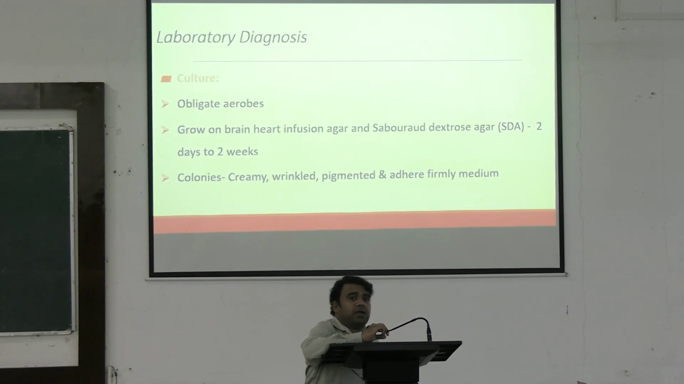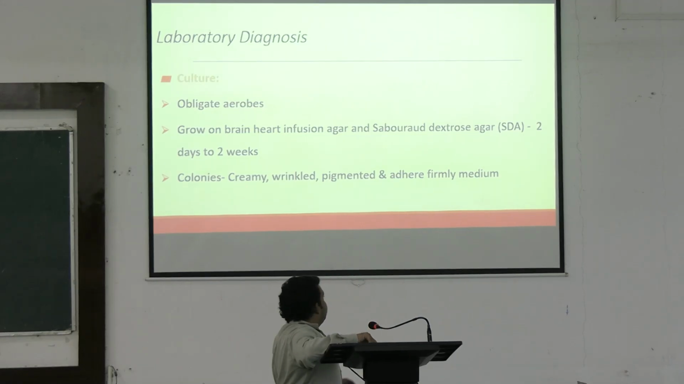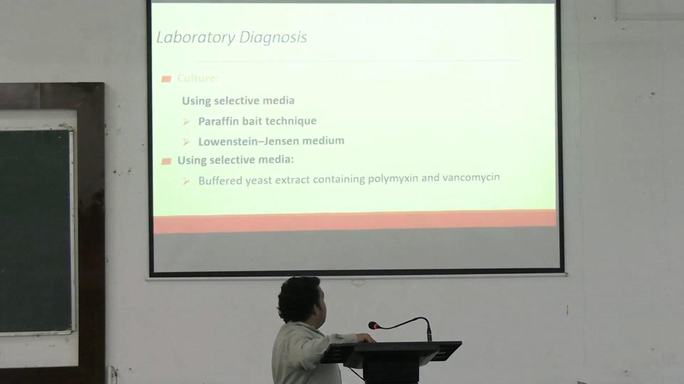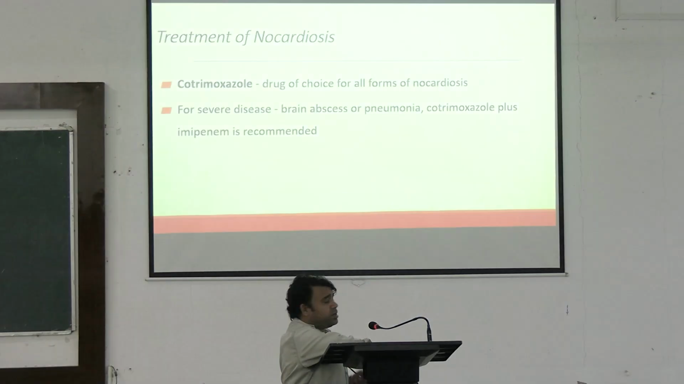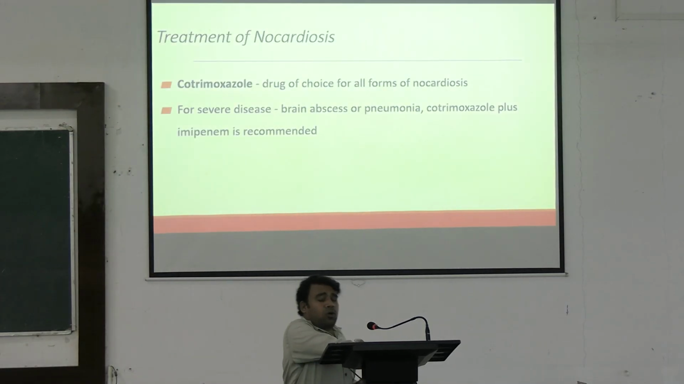Now, like actinomyces, culture can be done on various media. These are the commonly used media, which would include the LJ media or the low strength Lowenstein-Jensen media, or we can use the paraffin bait technique. Cotrimoxazole is the common drug which is given for nocardiosis. However, antimicrobial testing should be done before changing the antibiotics.